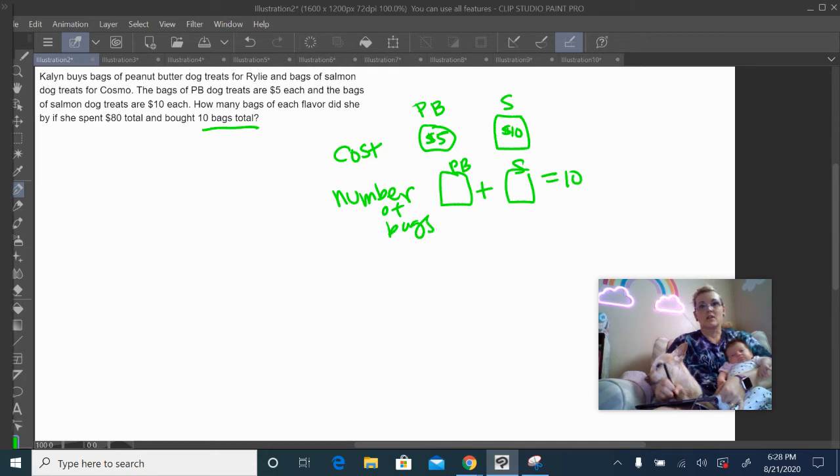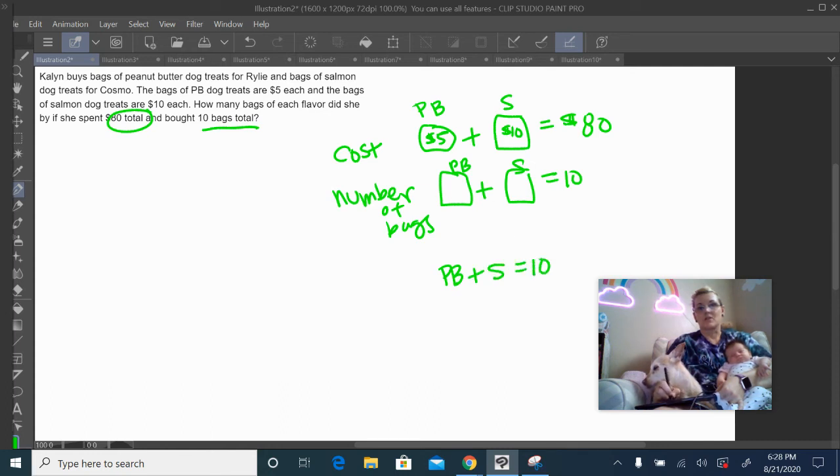Okay, and then the cost, I know that peanut butter is $5 each, salmon's $10 each, and I also know that I'm going to spend $80 total. So when I add these together, I get $80. Okay, so again, from this information, we're going to try to piece it together and make one equation and one variable. All right, so what I could say is that I know that peanut butter plus salmon equals 10.